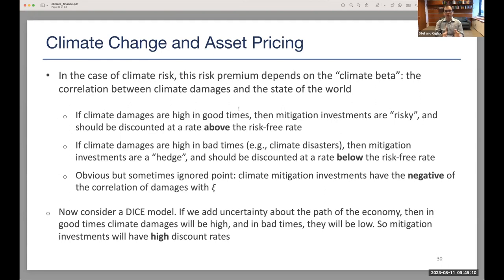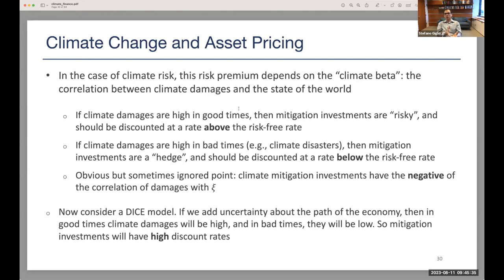Something which is kind of trivial, but amazingly ignored in the literature sometimes, is that climate mitigation investments basically have the negative of the correlation of the damages with the SDF. So if damages have a certain correlation, a certain risk premium, then a mitigation will have exactly the opposite sign in terms of risk premium. Okay, so this looks all very abstract, right? Isn't it kind of natural there should be one or two explanations? Well, it's not so natural.